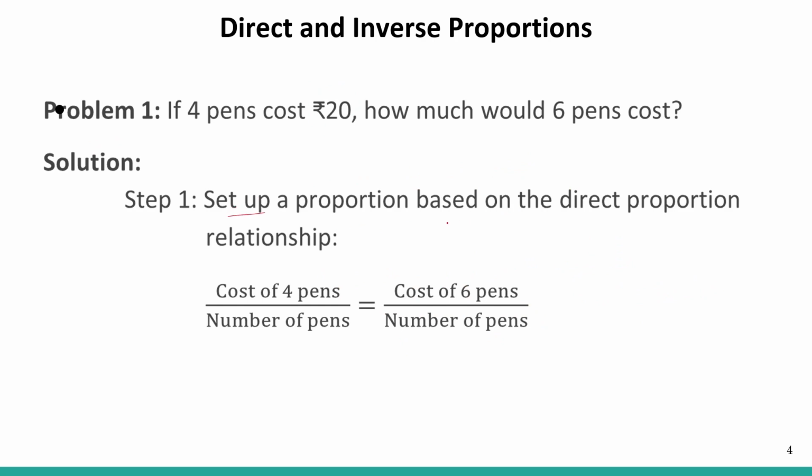Setting up the proportion based on the direct proportion relationship, the number of pens is directly proportional to the cost. As the number of pens increases, the amount of cost increases. As the number of pens decreases, the amount of cost decreases. So these are directly proportional. If the number of pens would be going up and the cost would be going down, then we would have said they are inversely proportional. But in this case they are not.